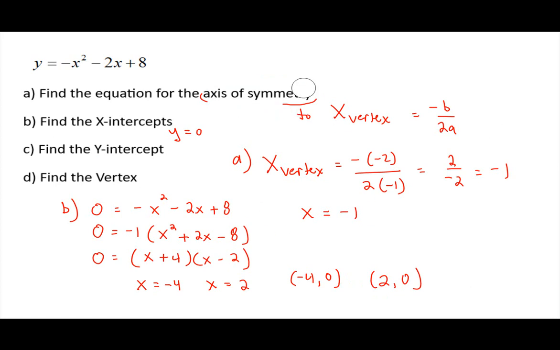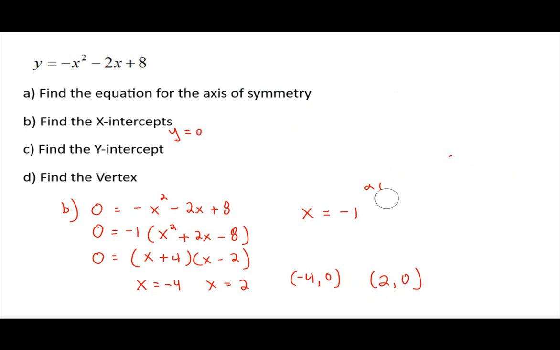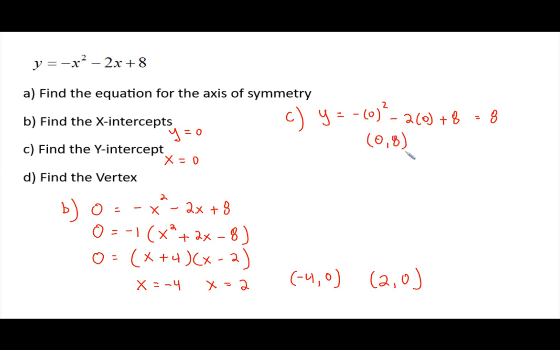Let's take a look at part C now. Part C says find the y-intercept. So for the y-intercept, we make x equal to 0. If I plug in 0 here for x, it seems real obvious. y is going to equal negative 0 squared minus 2 times 0 plus 8. So that's going to leave you with just 8. So the y-intercept is 0 comma 8.